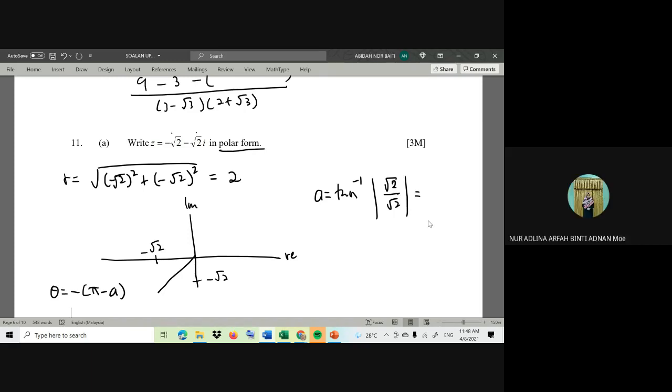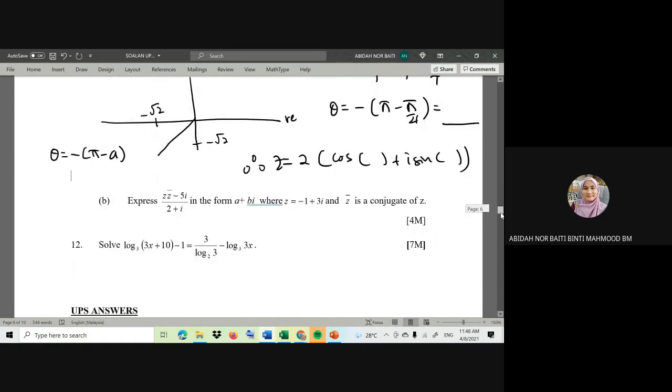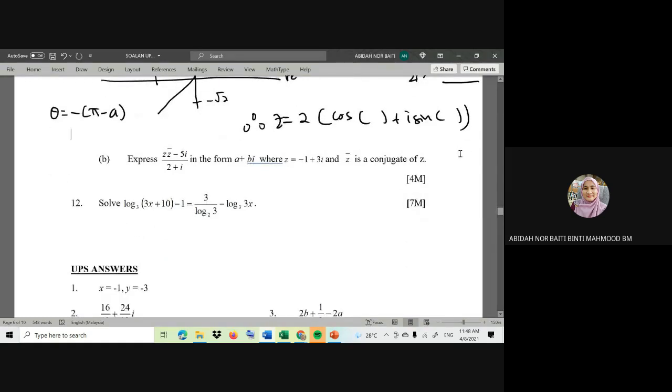Pi over 4. Pi over 4. Okay, therefore your theta is negative pi minus pi over 4. Okay, dapat berapa? Therefore your polar form, boleh letaklah polar form kita ya. Cos berapa kamu dapat kat situ? I sin berapa kamu dapat tadi? Okay, our polar form. Boleh ya? Polar form.